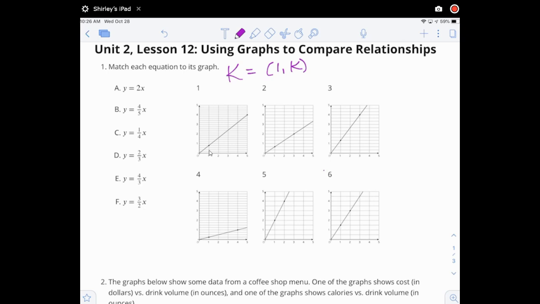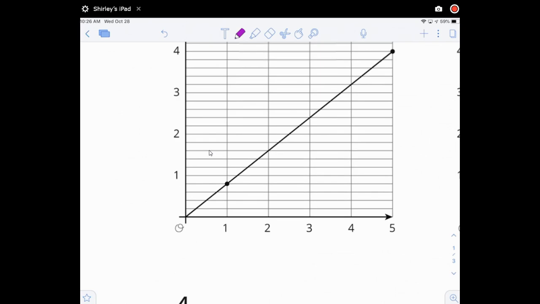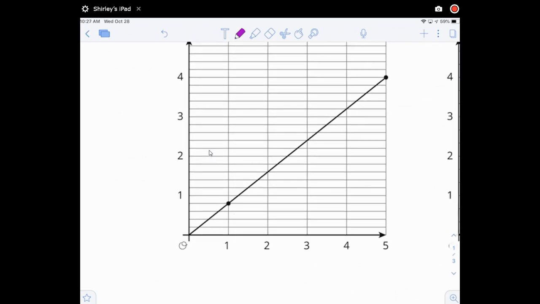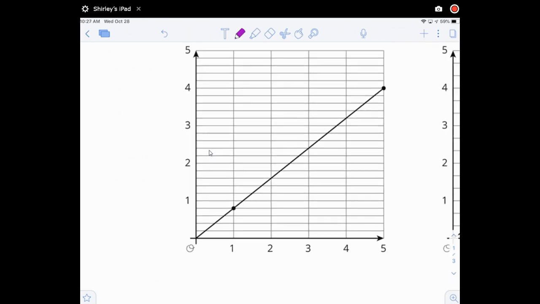So if I look at graph number 1, I can see that my coordinate here that is given to me is 1 comma. I need to figure out what that value is. So it's somewhere between 0 and 1. I have 1, 2, 3, 4, 5 spaces. So when I take 1 and divide it into the 5 spaces, that's going to tell me the k value. A little bit hard to see.